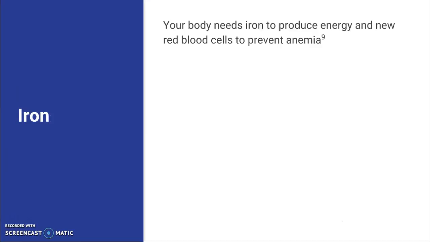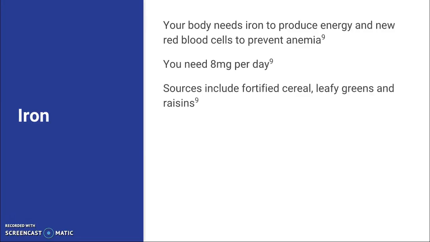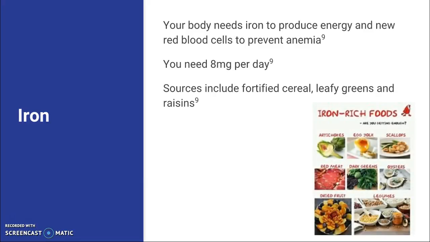And then iron, which is also on that, which your body needs iron to produce energy and new red blood cells to prevent anemia. And you need 8 milligrams of iron a day. And sources include fortified cereal, leafy greens, and raisins, as well as, of course, red meats, egg yolk, dark leafy greens, nuts, seeds, beans, peanuts, dried fruits, oysters, and scallops, which scallops are my favorite.